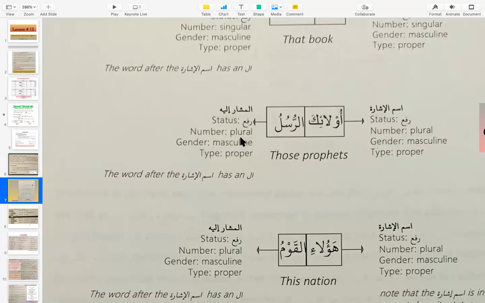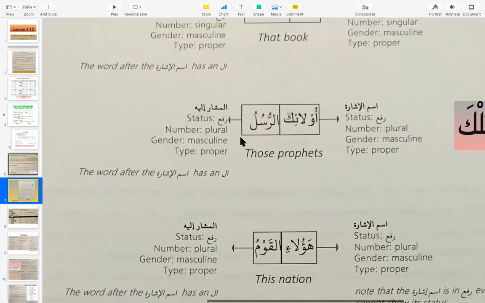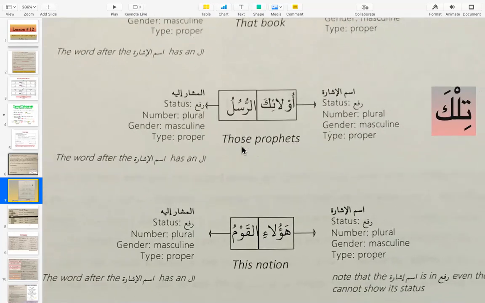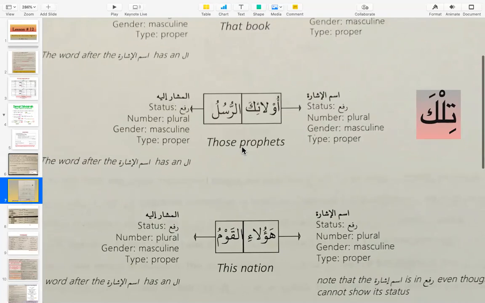Number is plural. So now you're going to say, Rahat, wait a minute, you taught us that Rusulu is a broken plural, considered as singular feminine. Yes, that's true. But their actual number is plural, right? So grammatically, we are not talking about that right now. So number is plural, gender is masculine, okay, they are human beings, and type is proper. So the translation would be those prophets.